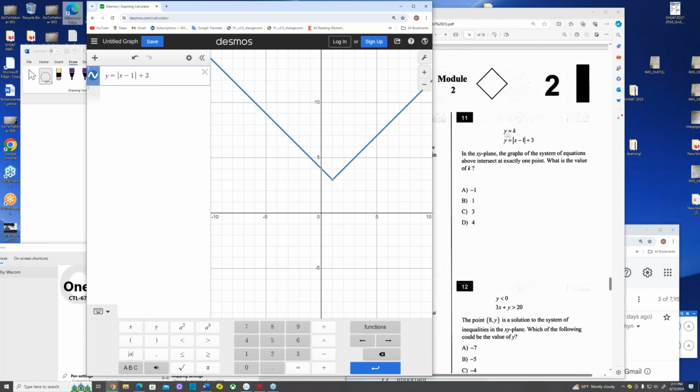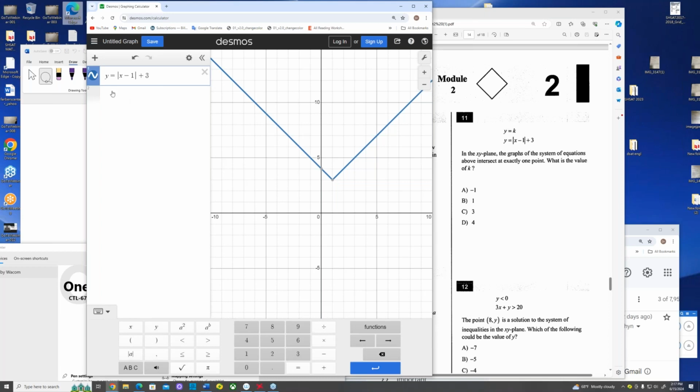And y equals k. Yes, you are asked to find the value of k. Y equals k is a line which is parallel to the x-axis. Pretend this line goes like this. You see, when k equals 3, right? How to illustrate this, for instance.